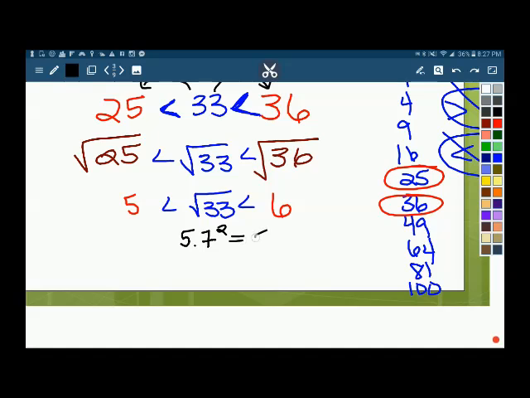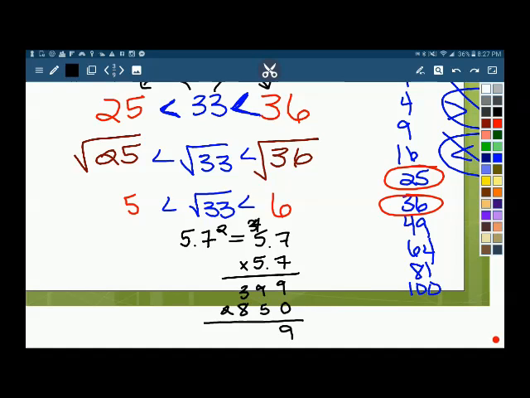Well, that's 5.7 times 5.7. So I'm going to do my long multiplication. 7 times 7 is 49. 7 times 5 is 35, plus another 4 is 39. Drop down a 0. 5 times 7 is 35. 5 times 5 is 25, plus another 3 is 28.